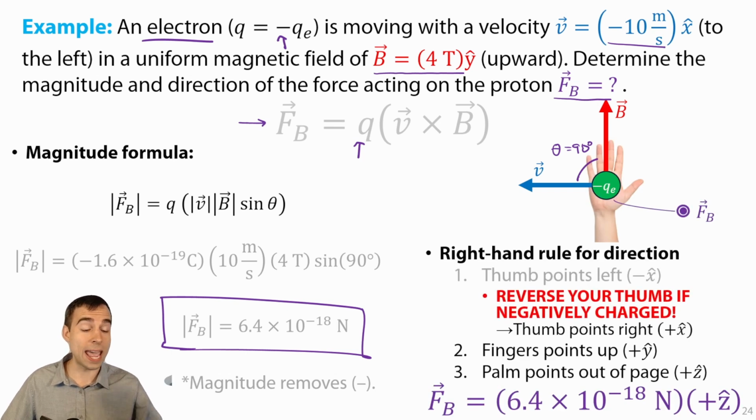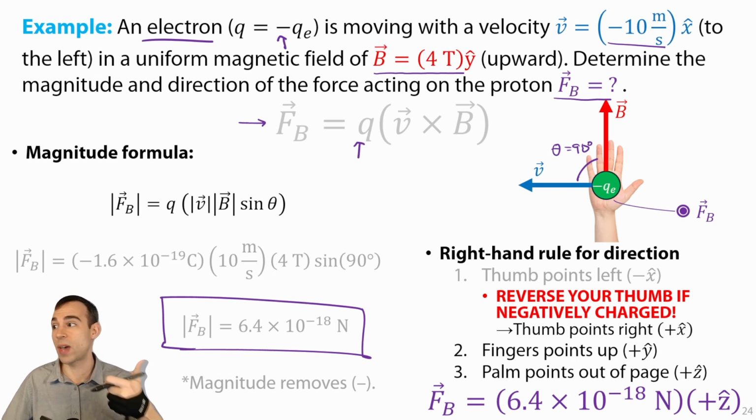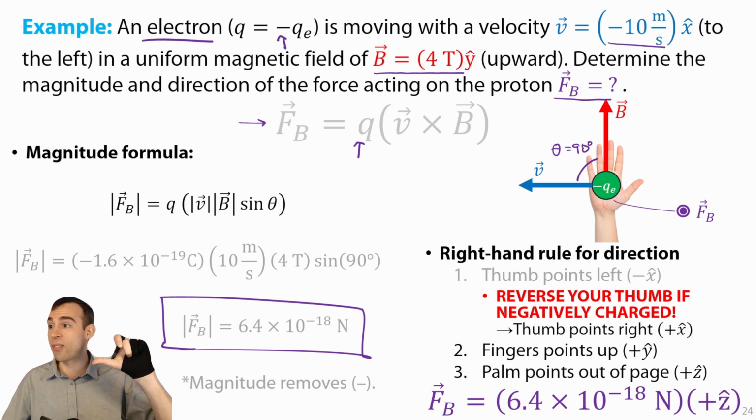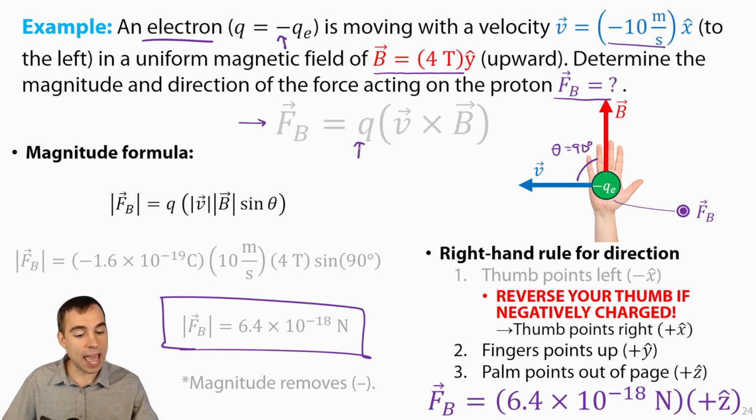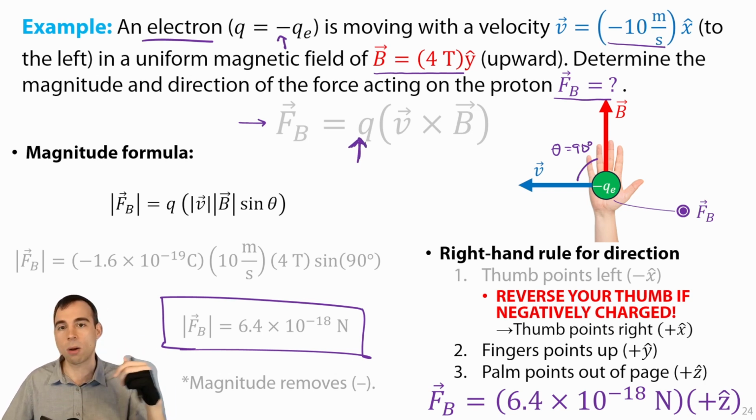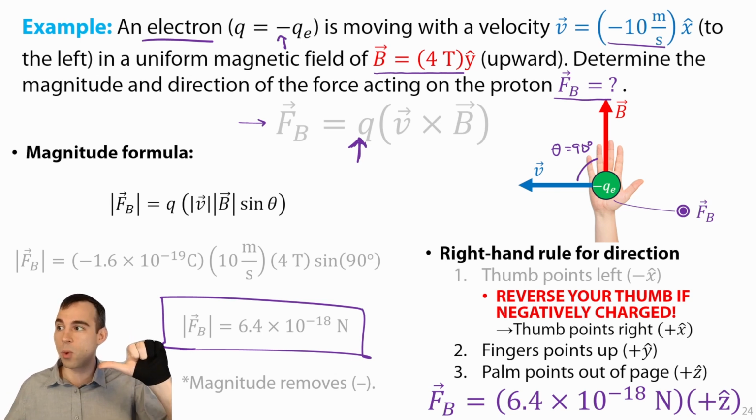We need to use the right hand rule to determine the direction. So we would point our thumb in the direction of the first vector. It points to the left. However, since this is negatively charged, we're going to have to reverse this in the end. I like to do this in the first stage since it's sort of like Q and V are being multiplied together. So when our thumb was initially pointing to the left, we will now point it to the right.